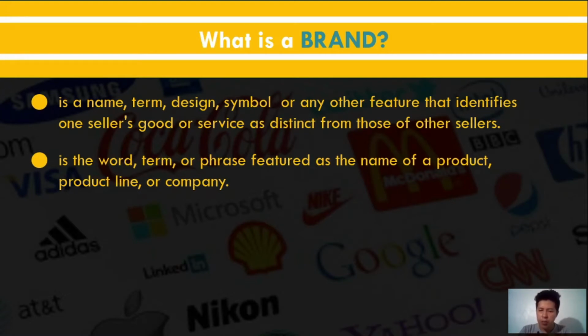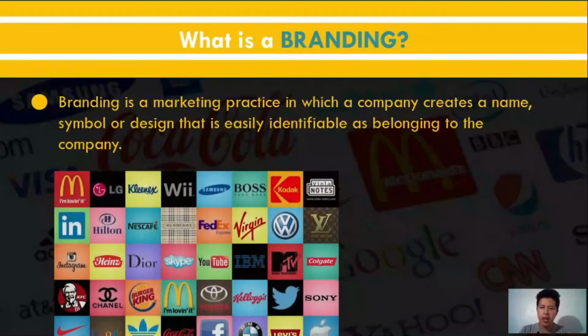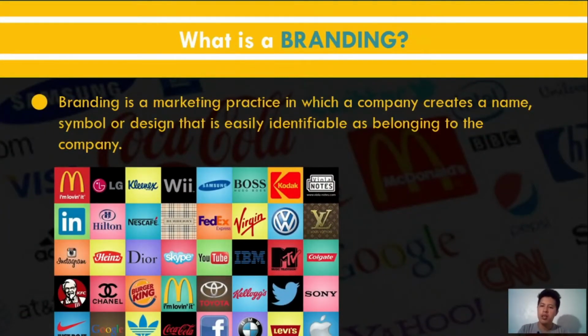And so this particular identity has to be protected, in the sense that no one should be able to copy this identity, or identities for that matter, because these identities are protected under copyright laws and intellectual property rights. And so in the establishment of a brand, the company has to undergo the process of branding. Now, what is branding? Branding is a marketing practice in which a company creates a name, a symbol, or a design that is easily identifiable as belonging to the company.